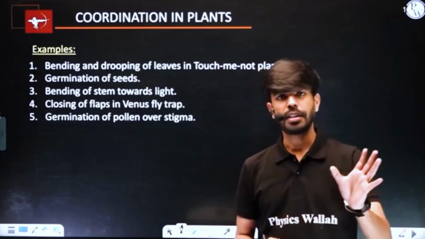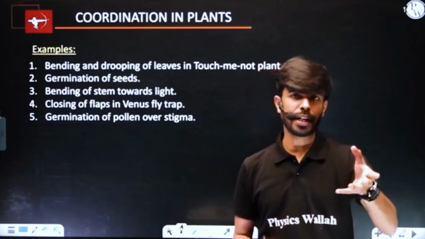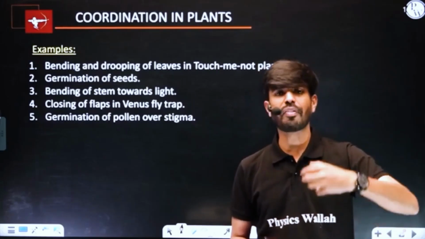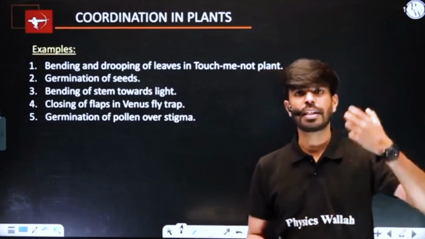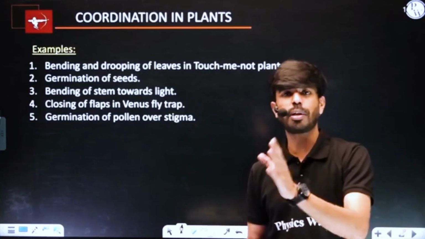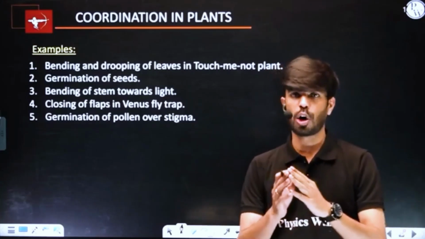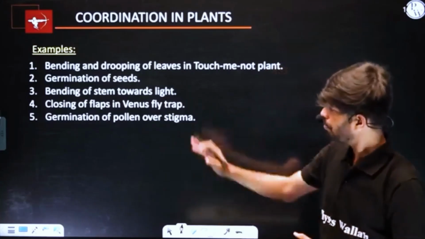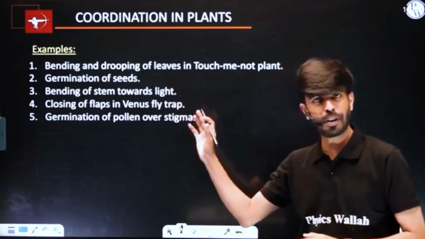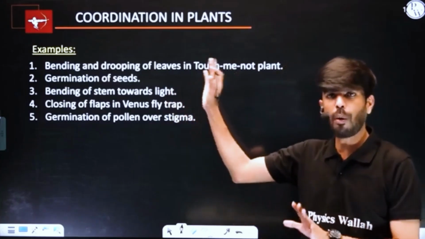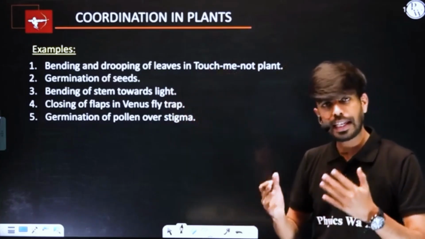And the other one, the growth dependent movement, is stimulated by the different kinds of stimuli present in nature along with some growth regulators, meaning hormones. So let us study one by one. First, let me take a few examples so that you can easily understand how plants coordinate in their system.